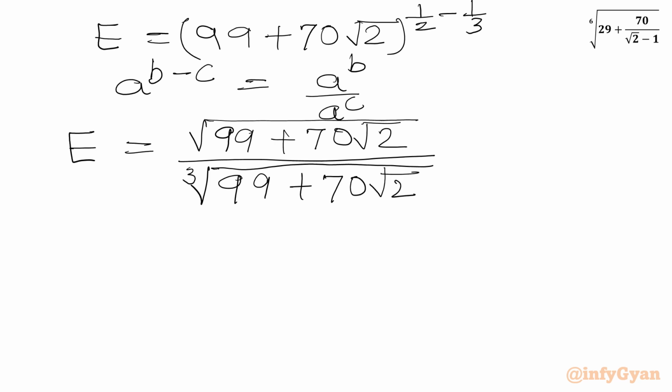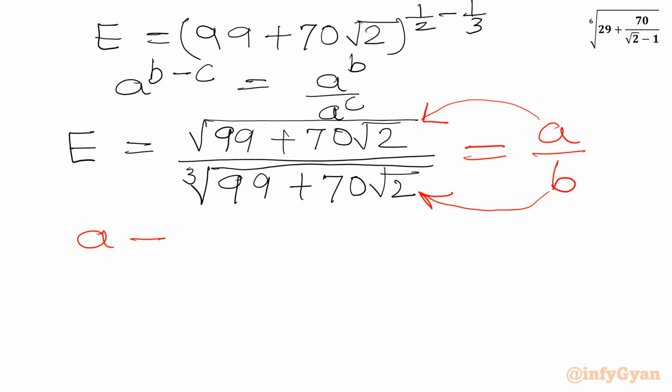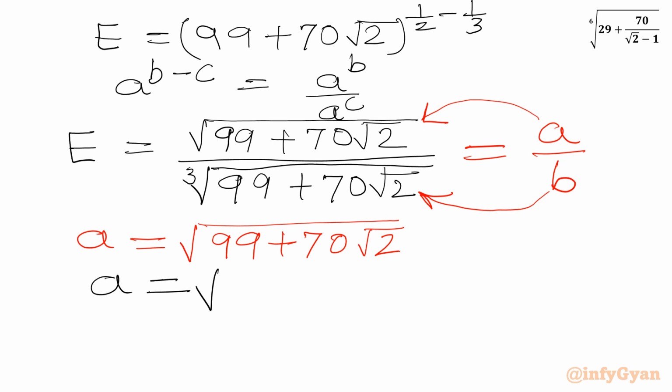Now I will consider numerator and denominator as A over B. So we will call A the square root and B the cube root. Let's calculate A and B separately. So I will write here square root of 99 plus 70 square root 2 as A. Now we will split 99. So I will write A equal to square root of 49 plus 50, which is 99, then 70 square root 2.